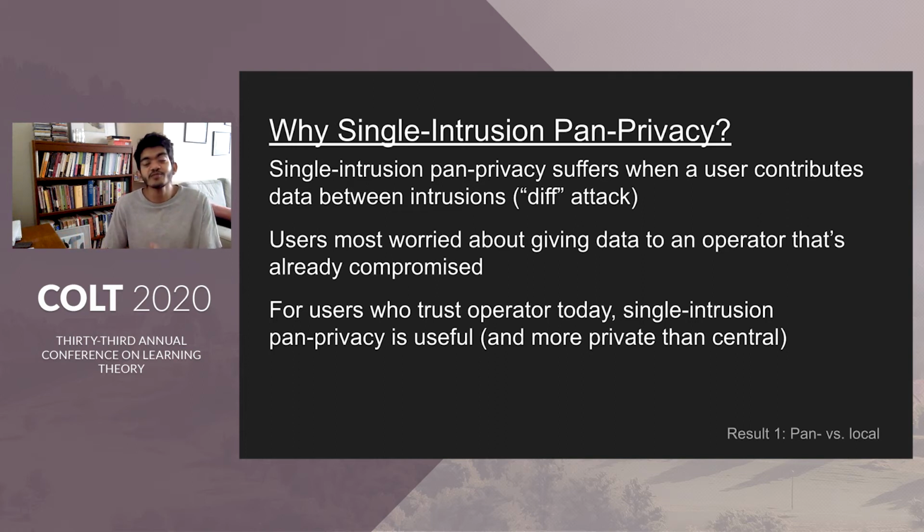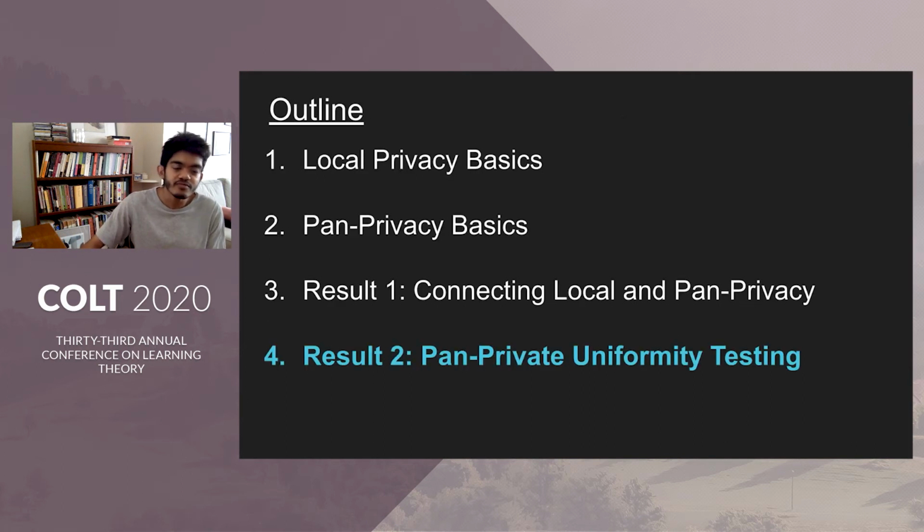And so this case where the user trusts the operator today, but maybe not tomorrow, separates pan-privacy from both the local model and the central model. So this brings us to our second result about pan-private uniformity testing.